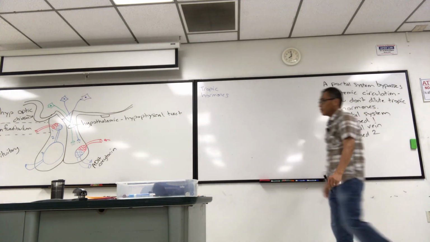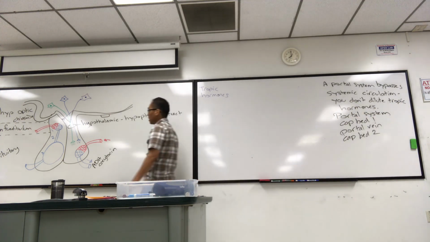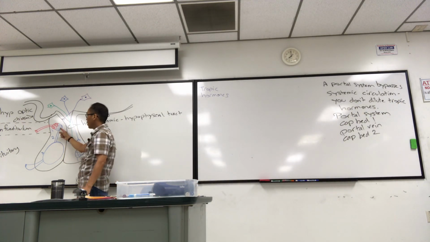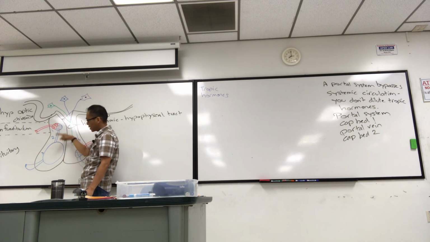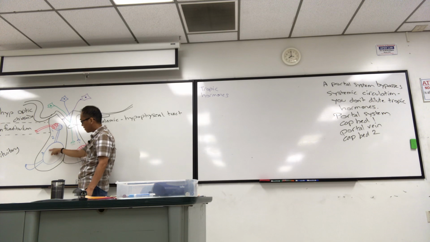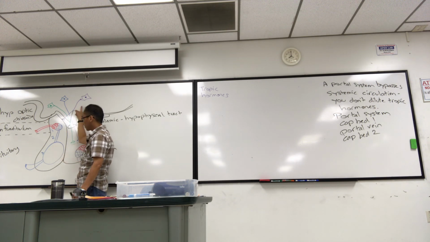Notice how cap bed 1 is half red, half blue. We have the gas exchange. So all the blood coming here is deoxygenated, so there's no gas exchange here. It happened up here, so that's why this is all blue. And I want to identify some cells that are sensitive to the tropic hormones, so that's why I left it up as an open circle.